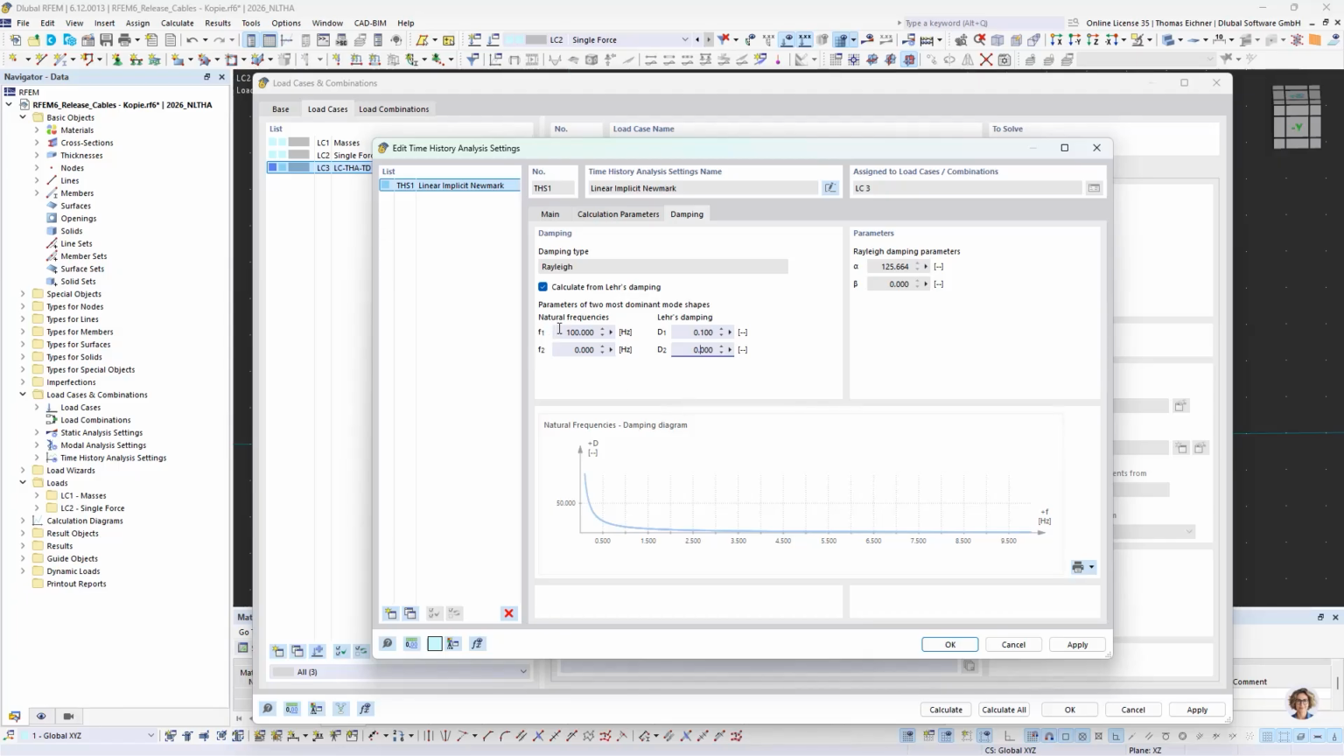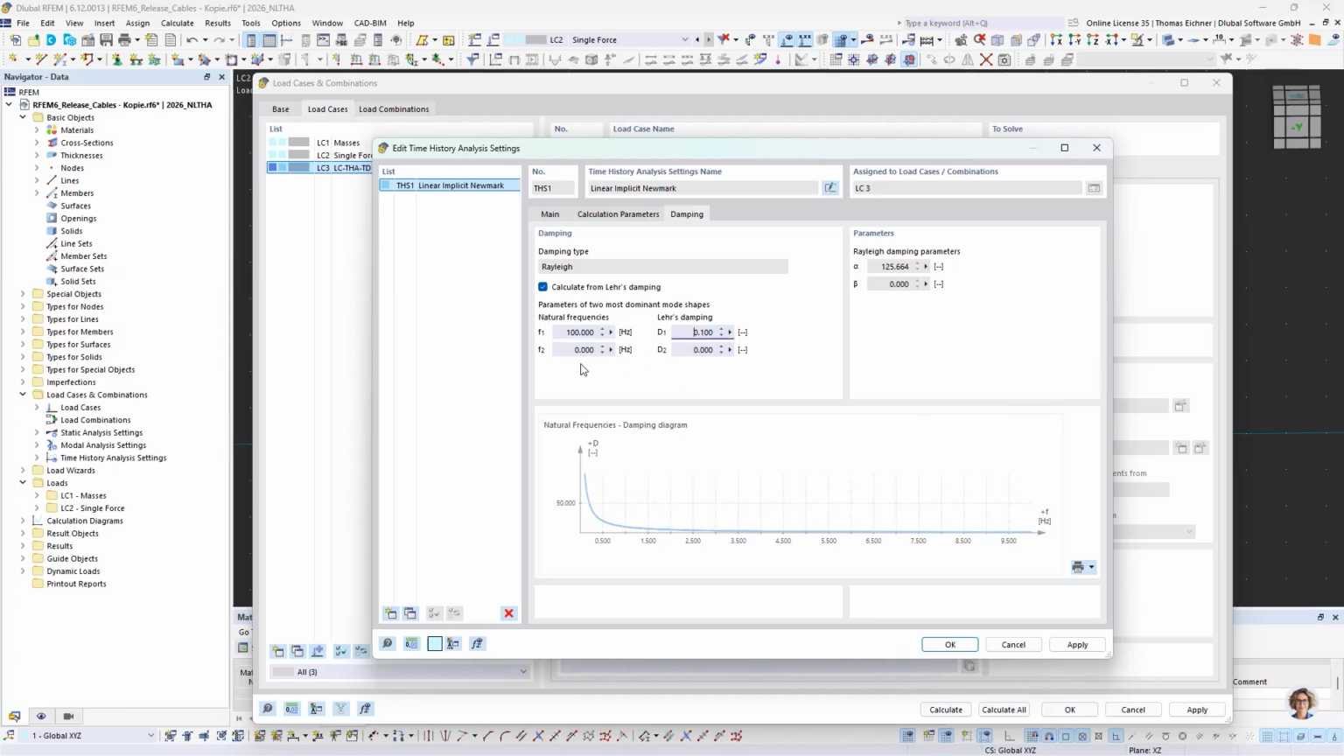Let's say we have a frequency of 100 Hertz. I'm not sure if the system has an eigenfrequency of 100 Hertz. I have no clue, but let's assume it has a frequency of 100 Hertz, which would dominate the structure's response. So I want to dampen this frequency by 10%. It's quite some high damping, I would say, but that's the thinking behind inputting that value.